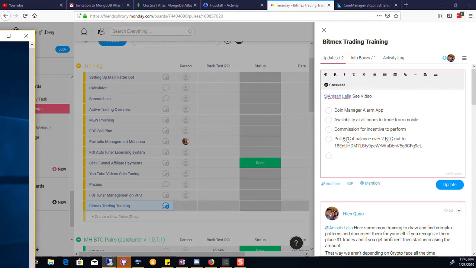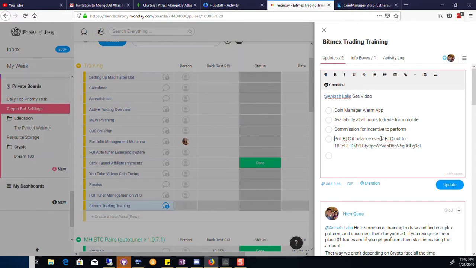Okay. All right. And then the next thing is this: once the balance is over 2 BTC, always pull money out to this address. So right now I have about 1.5, and you have the other 0.5. I don't know, you have the 0.36. And then the rest I have on Binance, which I can move out.